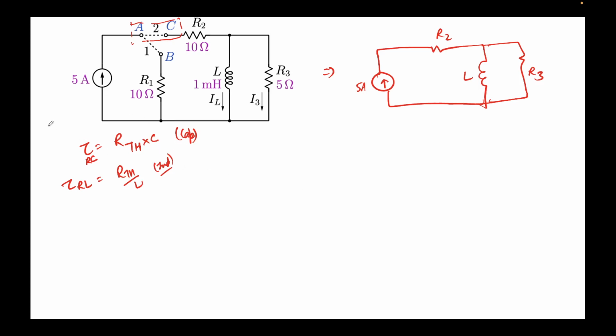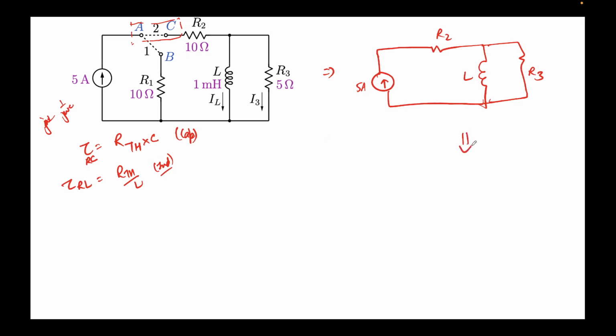Because if I remember j omega L and 1 upon j omega C, these are the ZL and ZC, right? So I know L and C behave like inversions of each other. So that's a trick to remember. It's just a pointer, right? So tau RL will be RTH by L. We already know L. If you find the Thevenin equivalent for this circuit, then we are good.